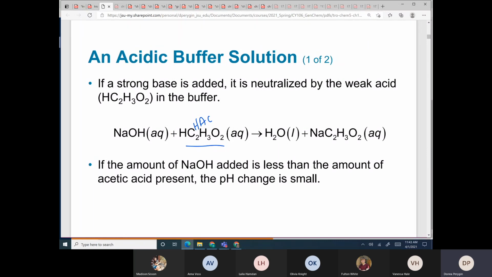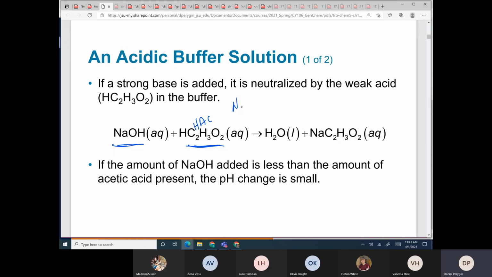So we're going to take this acetic acid and we're going to add sodium hydroxide to it. Sodium hydroxide is a strong base. We learned that. So if you add a strong base to a buffer solution, if you don't add too much base, then the buffer solution can neutralize that sodium hydroxide, so we don't end up with that OH minus.